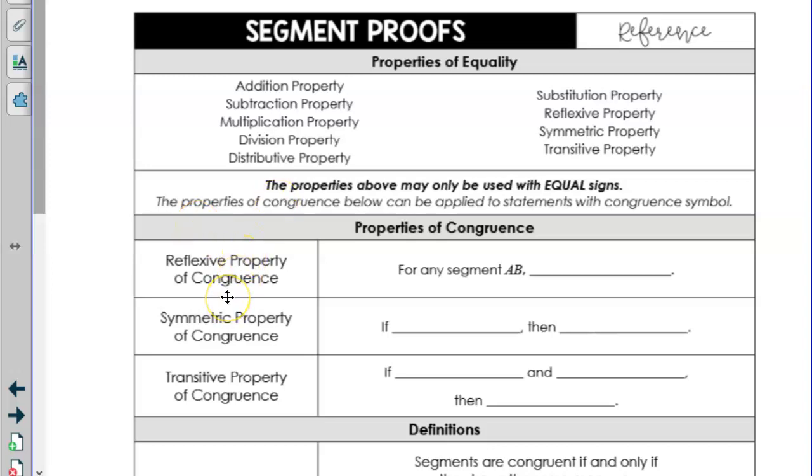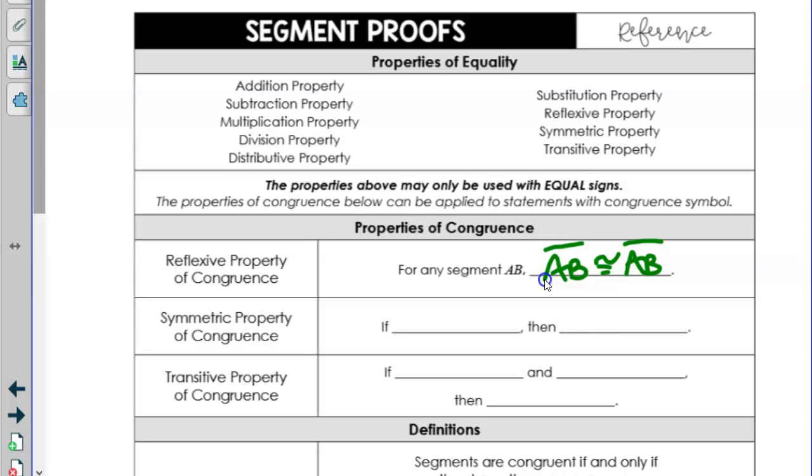All right, reflexive property of congruence. We talked about reflexive property in terms of algebra, but the reflexive property of congruence is kind of a weird one. It basically says that if I have segment AB, it's going to be congruent to itself. There's also the reflexive property of congruence for any angle.